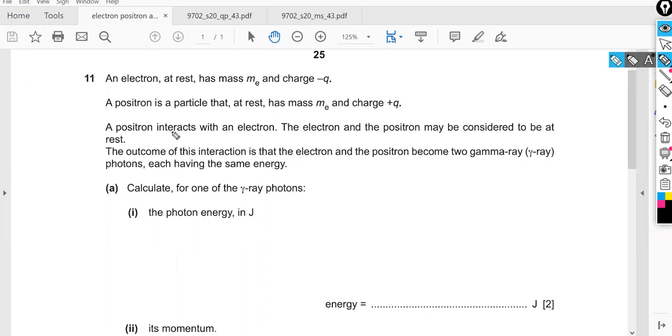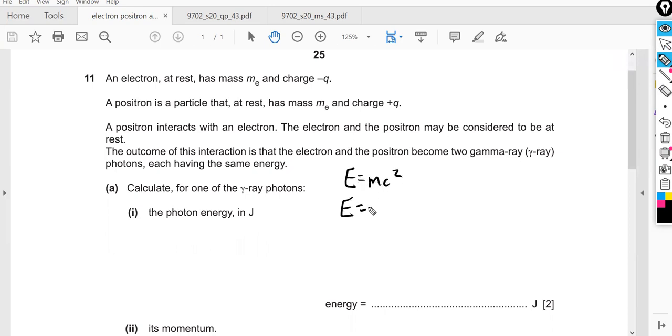It reads, a positron interacts with an electron. The electron and the positron may be considered to be at rest. The outcome of this interaction is that the electron and the positron become two gamma ray photons, each having the same energy. Calculate for one of the gamma ray photons the photon energy in joules. So in order to solve this, we're going to use Einstein's famous equation, E equals mc squared.